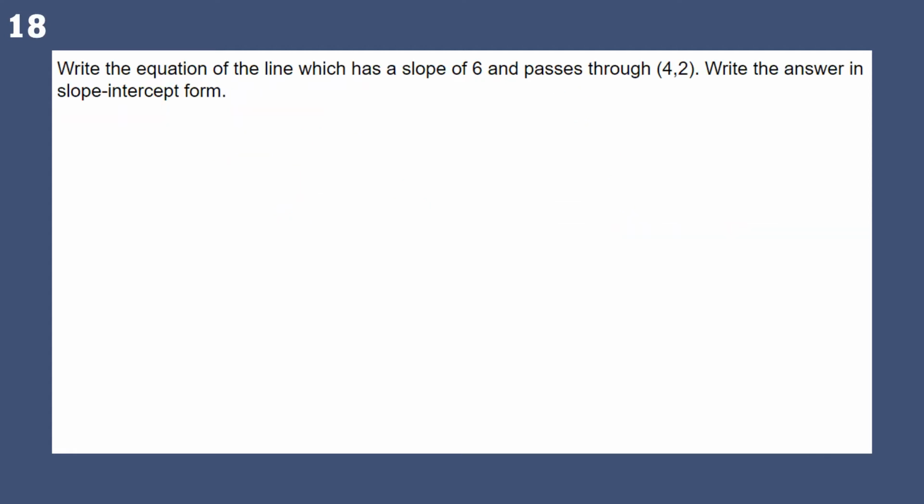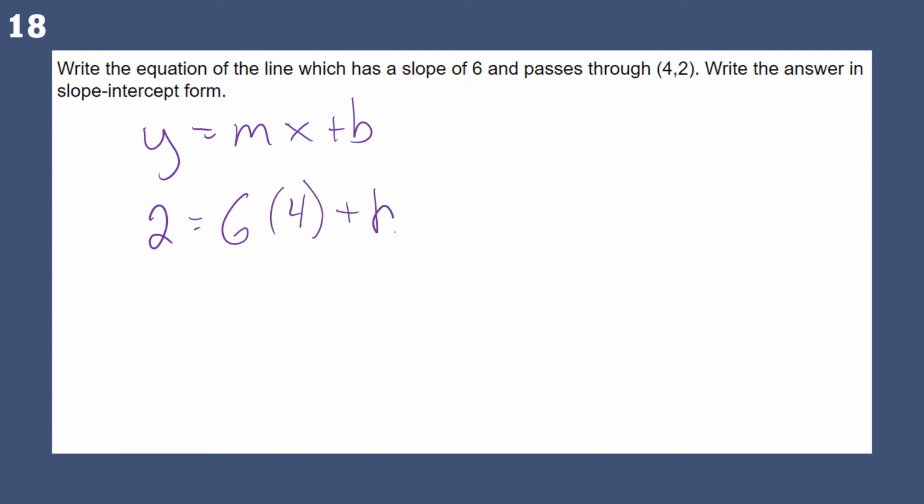Write the equation of the line which has a slope of 6 and passes through (4, 2). Okay, so there is a formula for this, but I have a hard time memorizing a bunch of formulas. So I'm just going to use y equals mx plus b. And I don't know b, because that is not b, that's actually x and y. So I'm going to plug in the three numbers I have for three of the letters. The y is 2, the slope is 6, and the x is 4. I don't know the b, so I'm going to leave the b as a b. So now my goal is to solve this equation to figure out what b is.